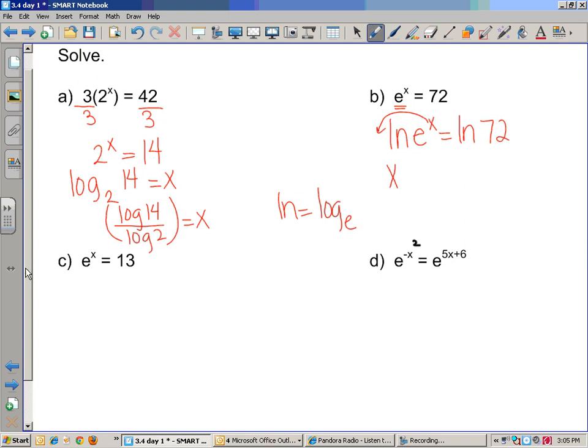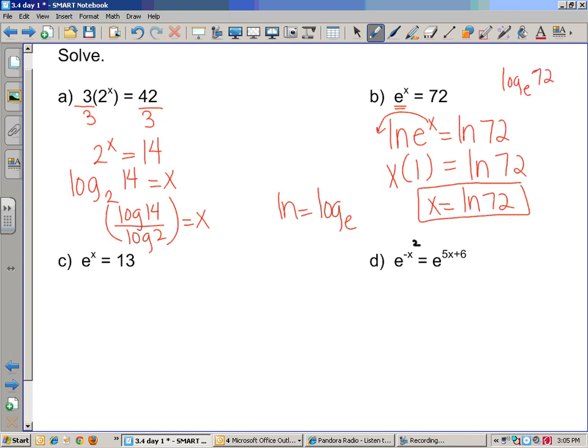So log base e of e is just 1, and that's equal to the natural log of 72. So x is equal to the natural log of 72, okay? Now, I could also have done this using log base e of 72 is equal to x. So the log of 72 over the log of e is equal to x. Both of these are exactly the same, and on the calculator you will see that when we punch buttons tomorrow.